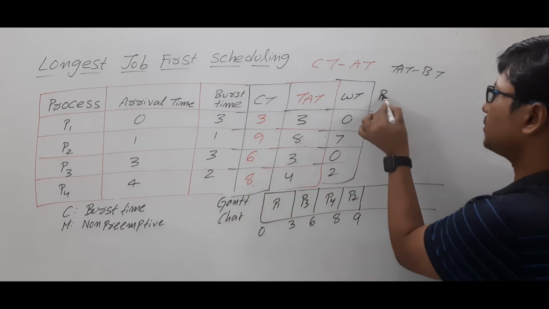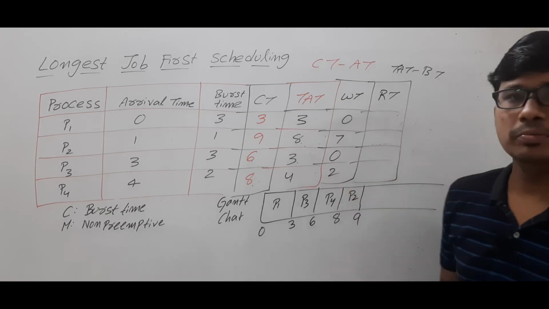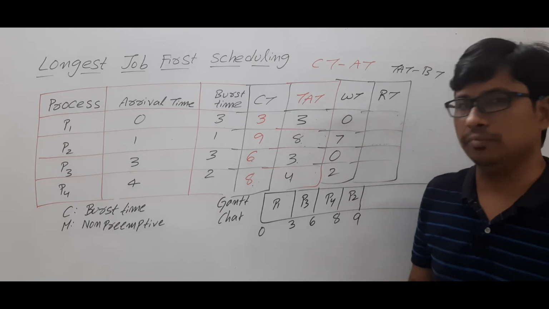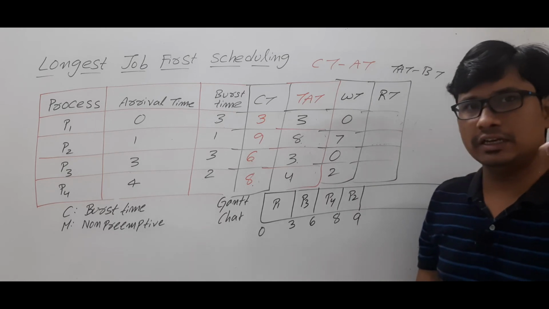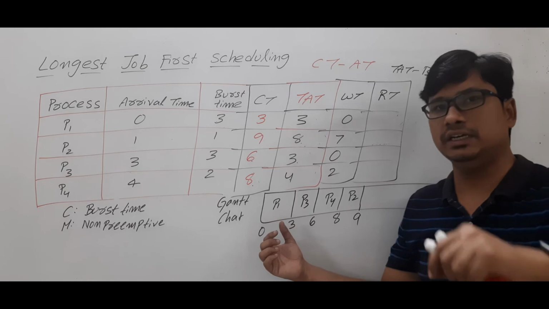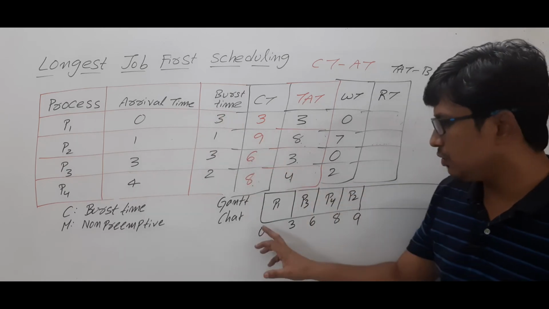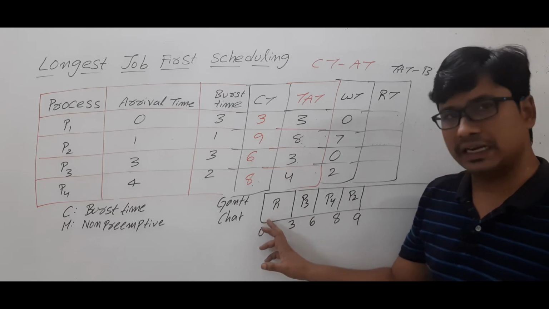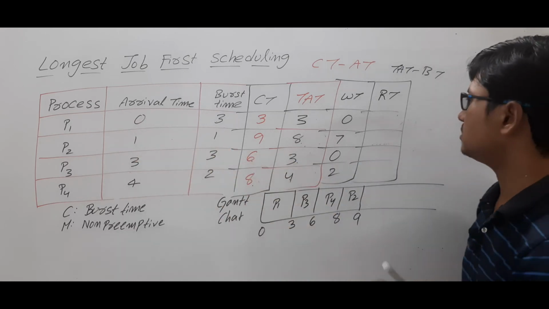Now we need to compute the response time. As it is a non-preemptive scheduling algorithm, the waiting time will be equal to the response time. However, I will discuss how you can compute the response time. The response time is equal to the time at which the process entered the running state minus arrival time. Look at process P1. It entered the running state at 0 units of time. Arrival time is also 0. So 0 minus 0 is 0.